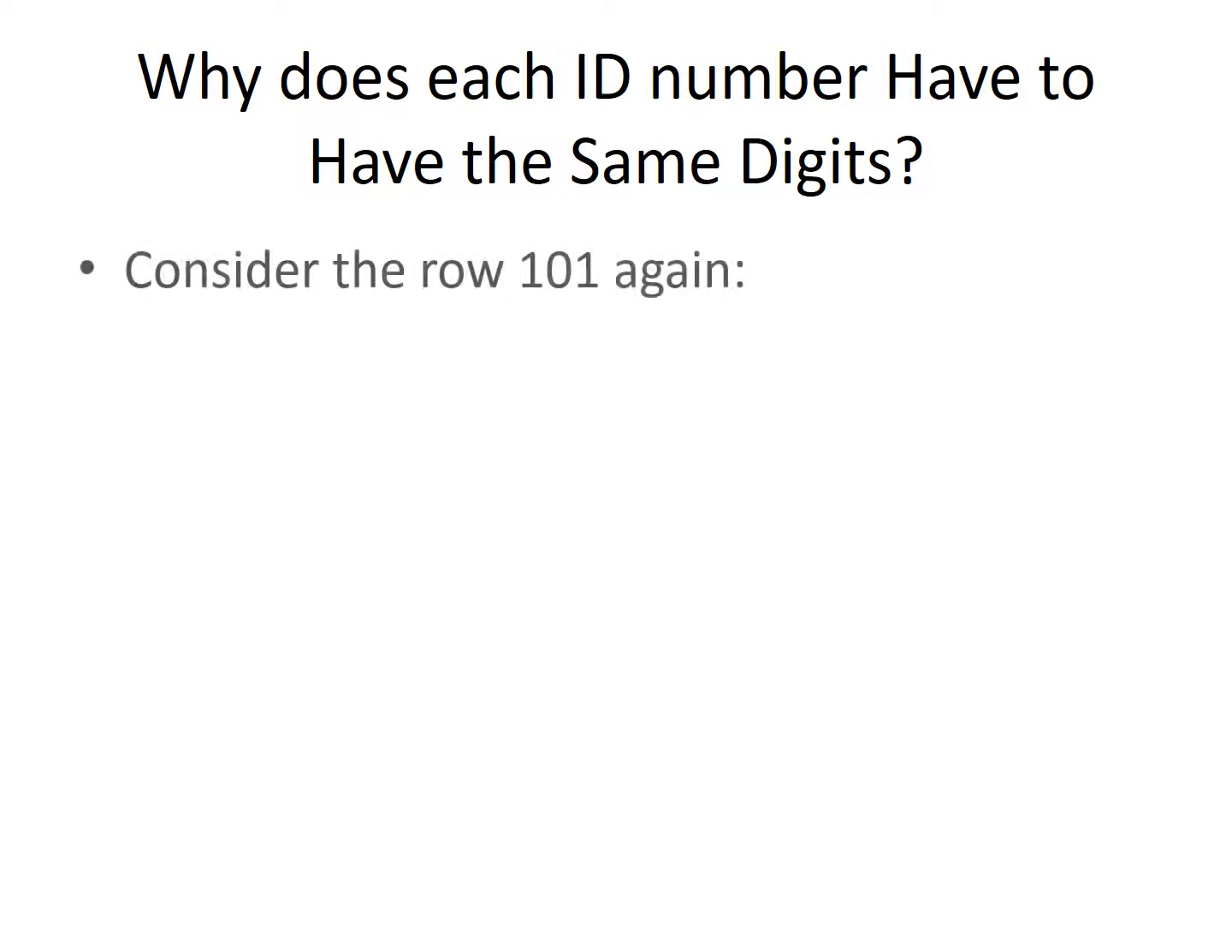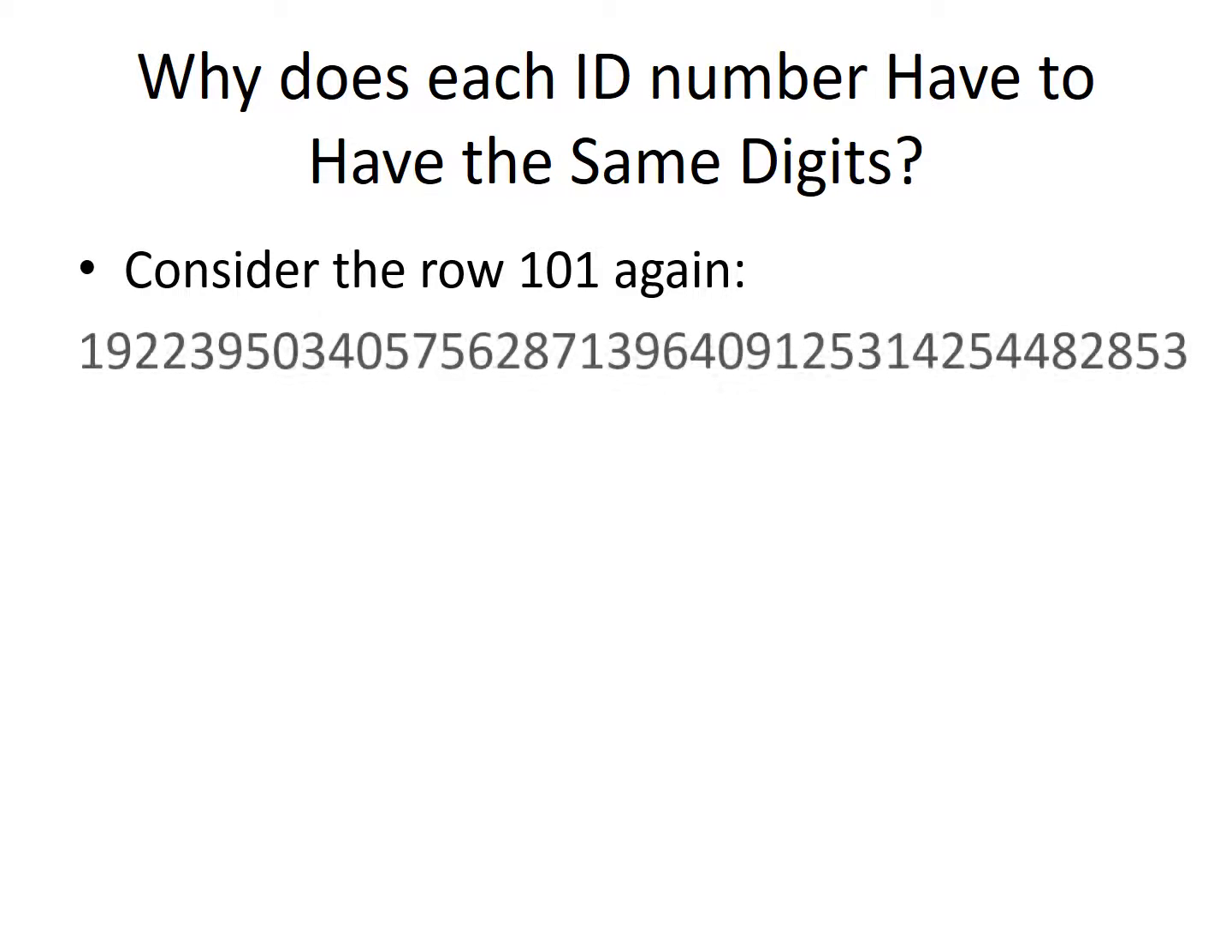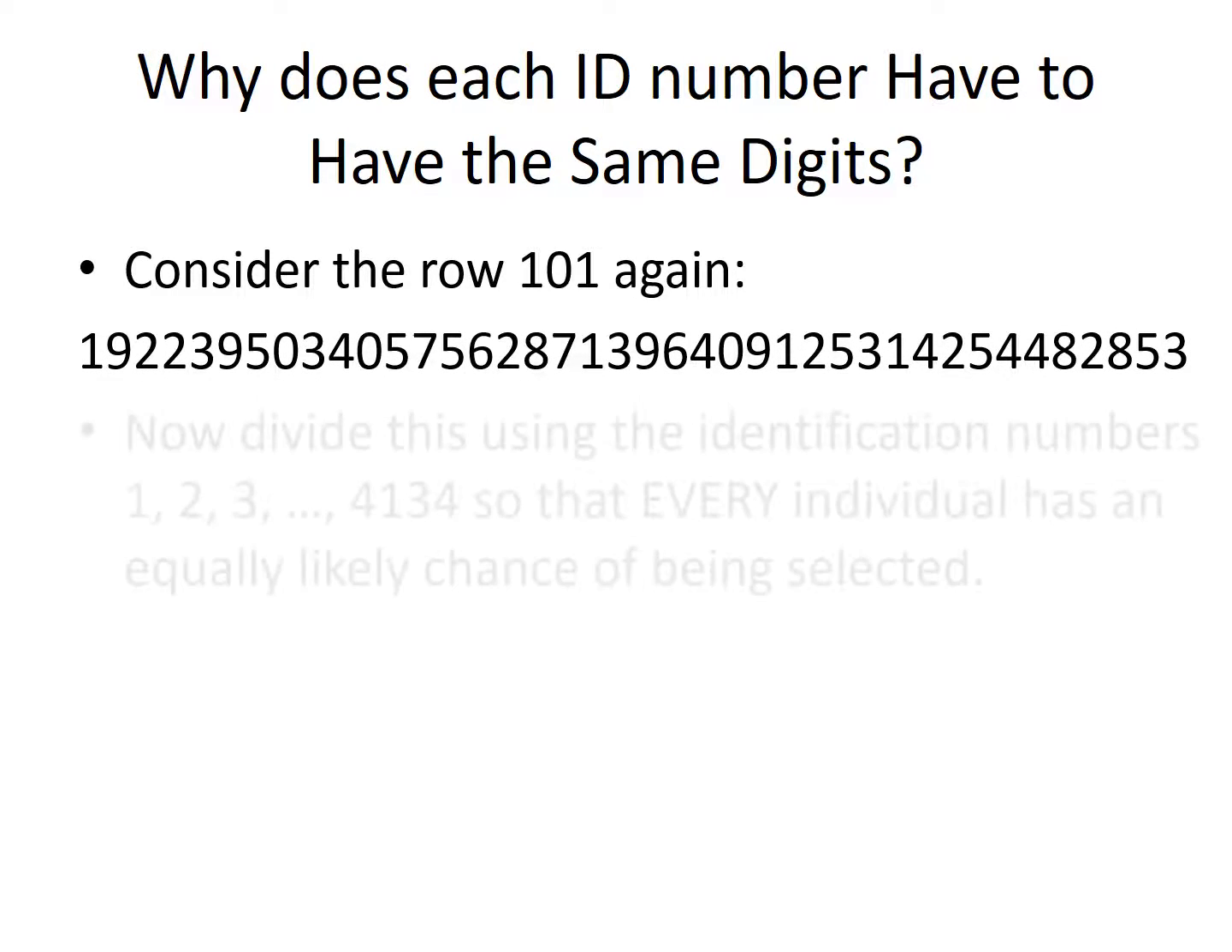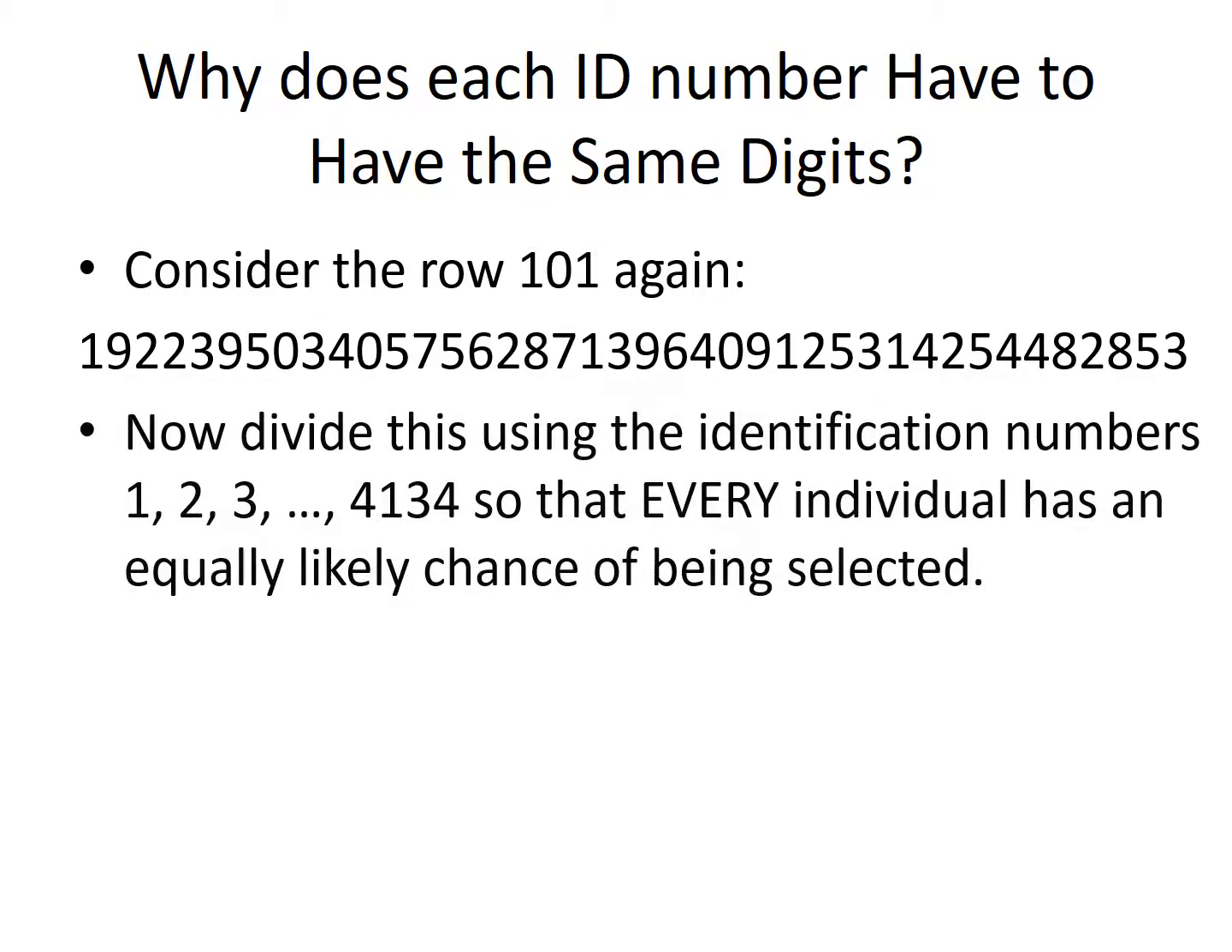And this is my challenge to you. I would like for you to consider row 101 again, these 40 digits, and I would like for you to divide this row up using these identification numbers so that every individual has an equally likely chance of being selected, and get back to me about how you were able to do this.